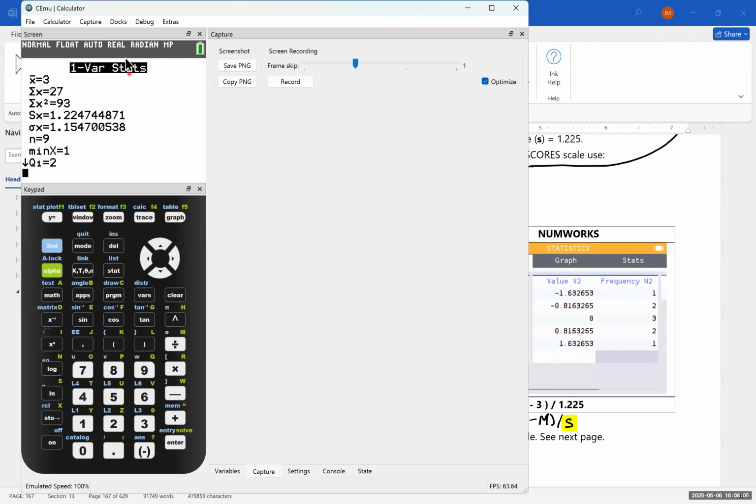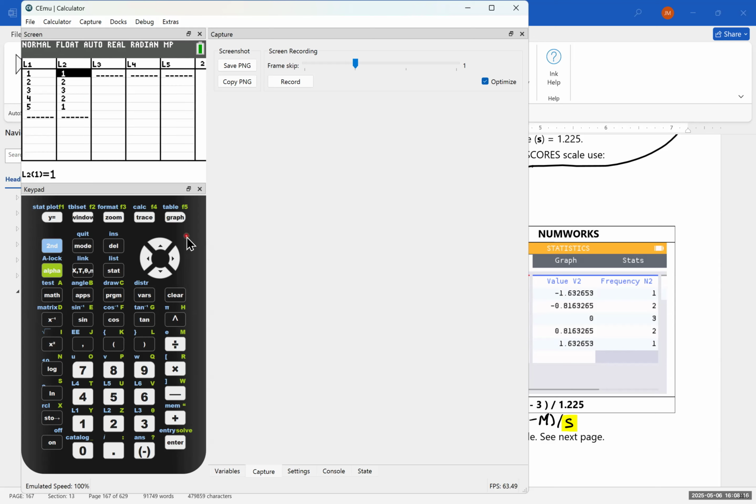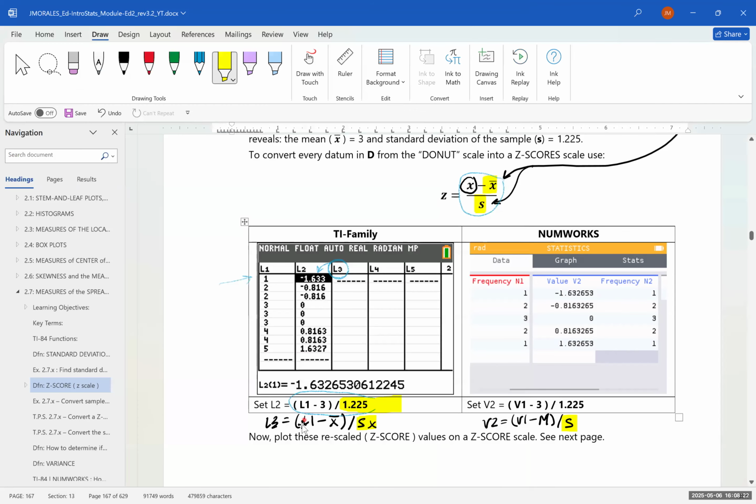On the Texas Instruments calculator, let's go to Stat. We need to get back to the list editor, so Edit menu, Edit option. And then here in list three, now I want to type in this equation. My z-score is equal to my value of x minus the sample mean divided by the sample standard deviation. I'm following this model.